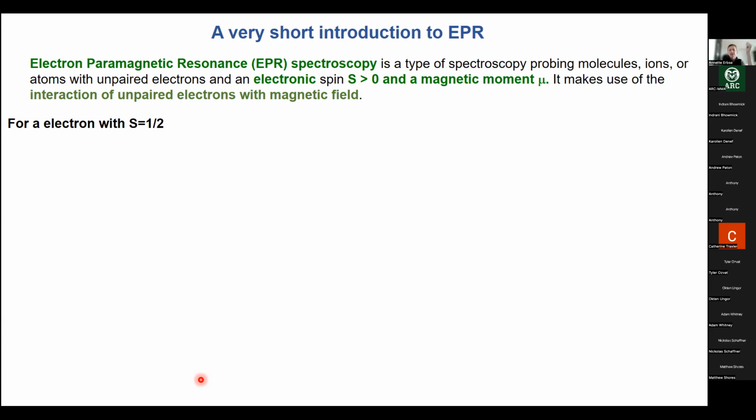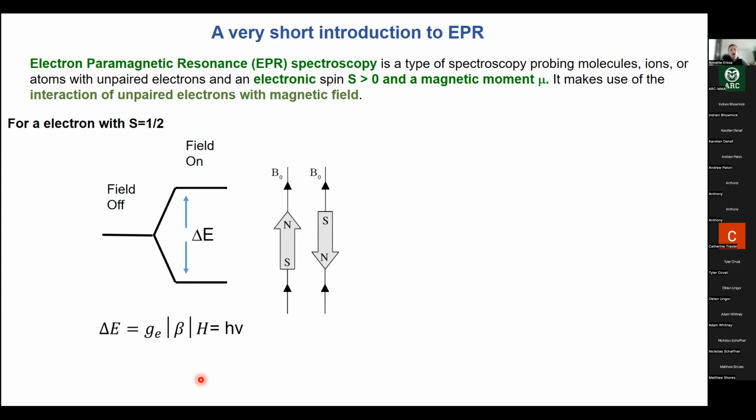If our free electron with its magnetic moment interacts with a magnetic field, it can orient either parallel to the magnetic field or anti-parallel to the magnetic field, resulting in two energy levels. Low level is parallel, high level is anti-parallel. And the energy gap is dependent on the g factor. The g factor is a compound characteristic, pretty similar to the chemical shift in NMR, and it's dependent on the field.